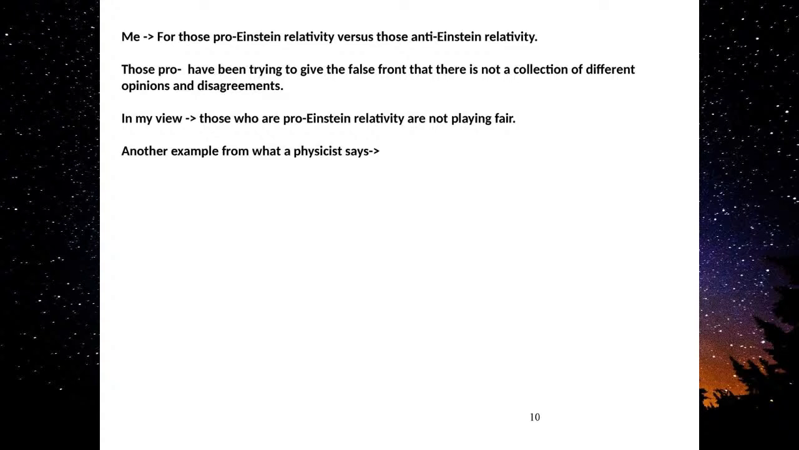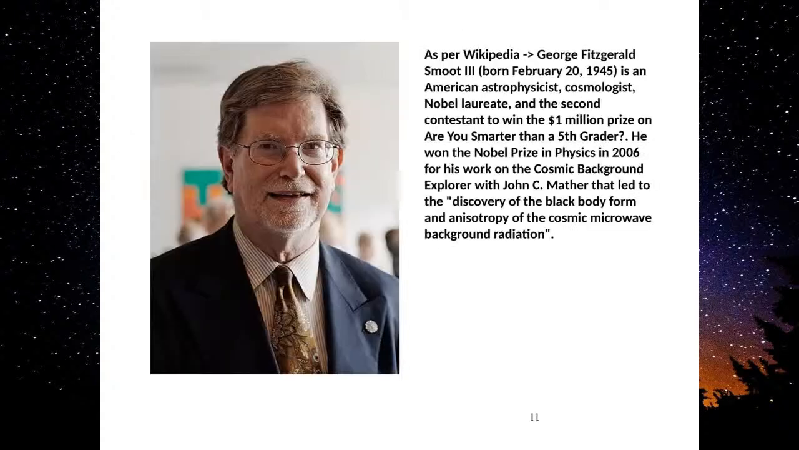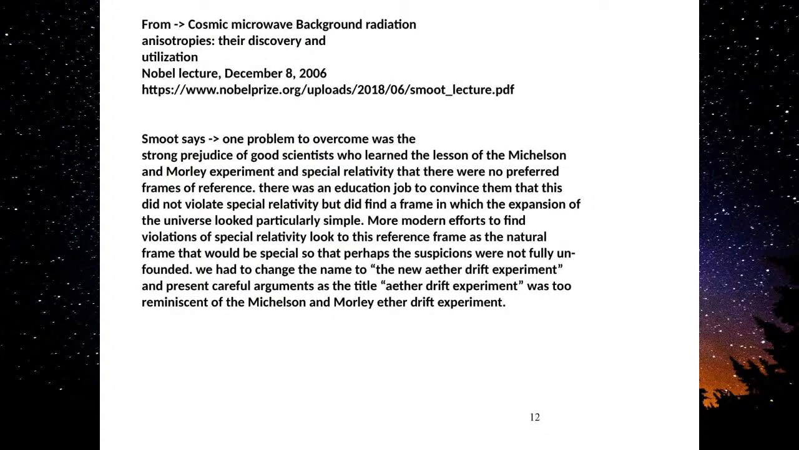And so let's go to another example of what a physicist says. It's George Smoot III, and he's an American astrophysicist. He won the Nobel Prize. And in his Nobel Prize lecture, he says there is a preferred frame.